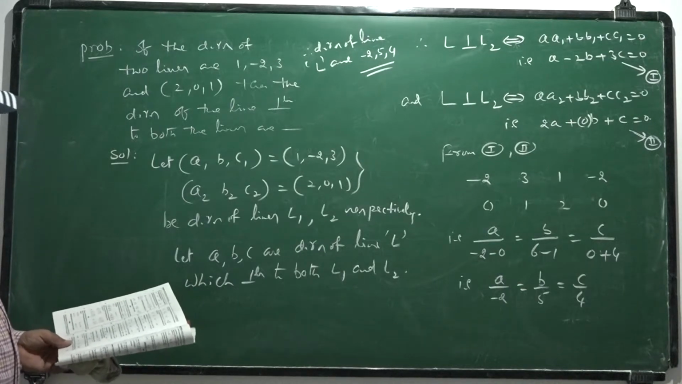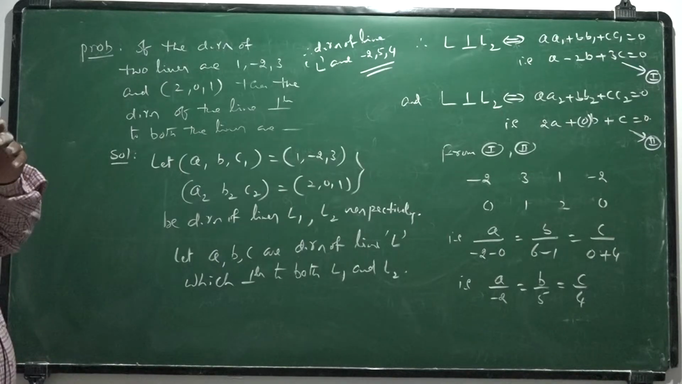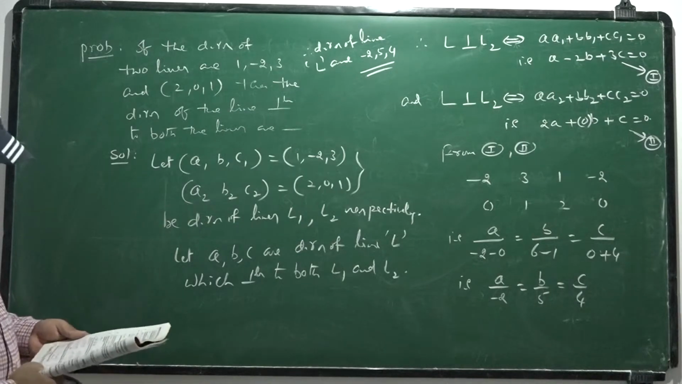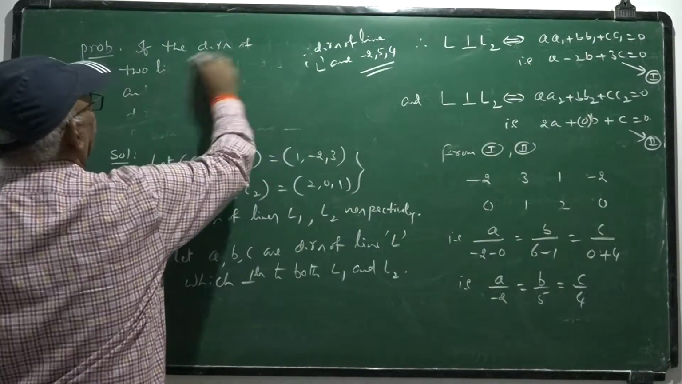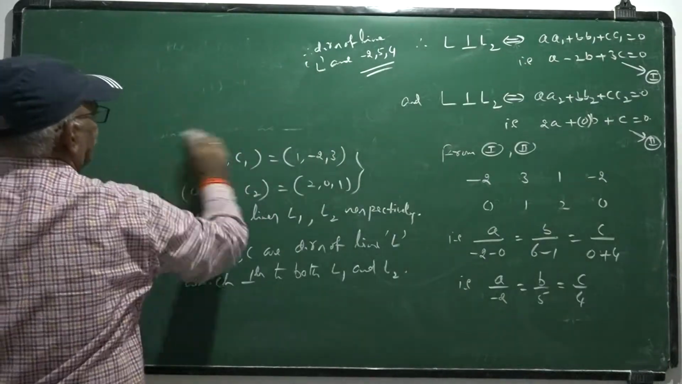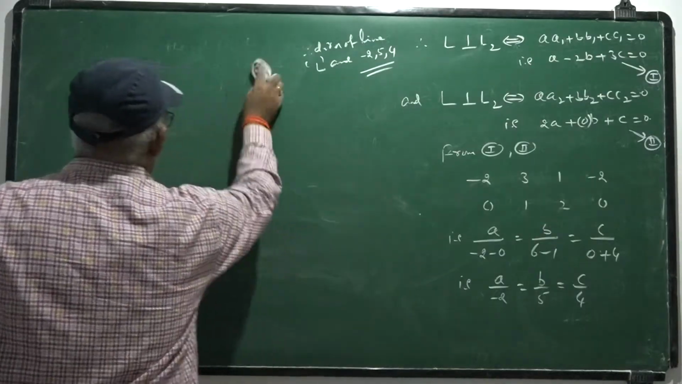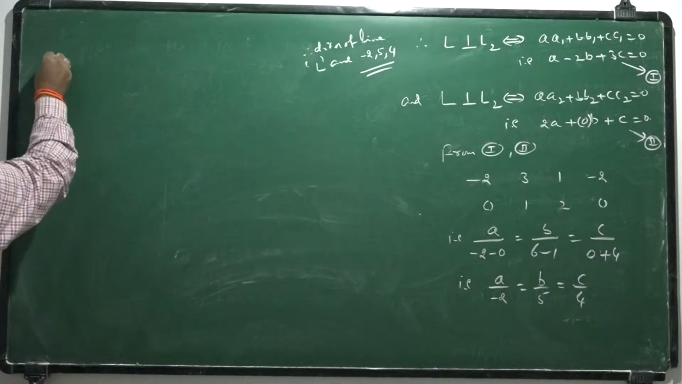In such a way, we can find the DRs of a line which is perpendicular to both the given lines whose DRs are known to us. This is one important concept. Let us take it as a note point.